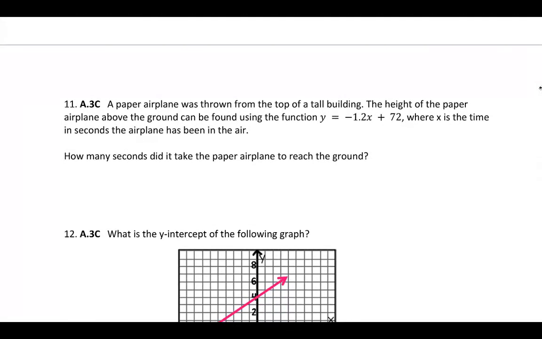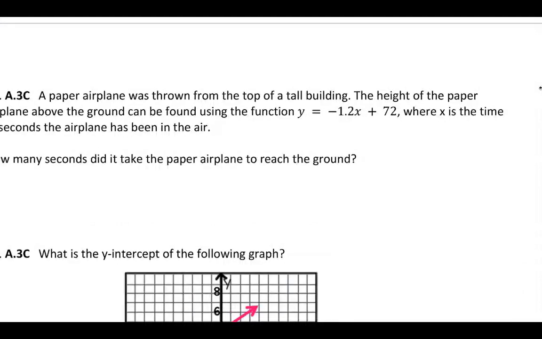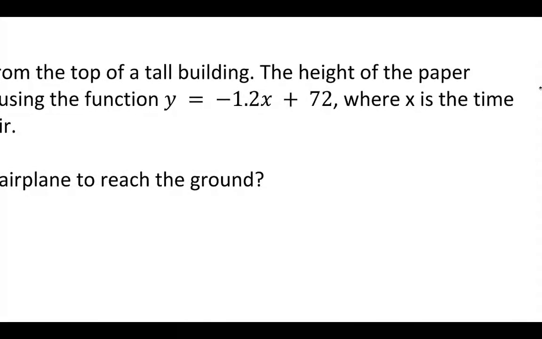Number 11, a paper airplane was thrown from the top of a tall building. The height of the paper airplane above ground can be modeled using the function y equals -1.2x plus 72, where x is time in seconds the airplane has been in the air. How many seconds did it take the airplane to reach the ground? So x is the time, y is the height. I want to know when it's on the ground. If it's at ground level, how high am I in the air? 0 feet, right? I'm on the ground. So I want to know when y is 0. So instead of y, I'm going to put 0, and then I'm going to solve for x.